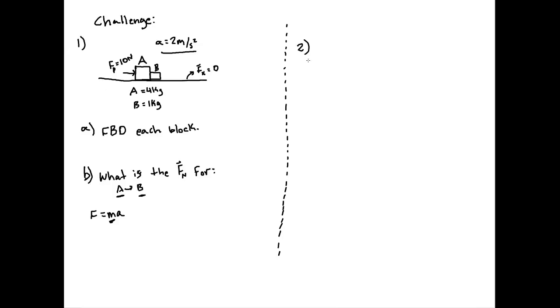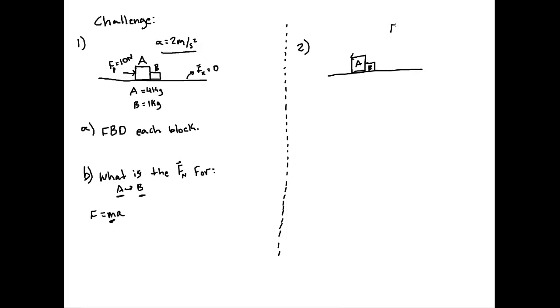Problem 2 is the same setup as before. We've still got a frictionless surface. We've got our two blocks, we don't have a frictionless surface now. And so here we go.